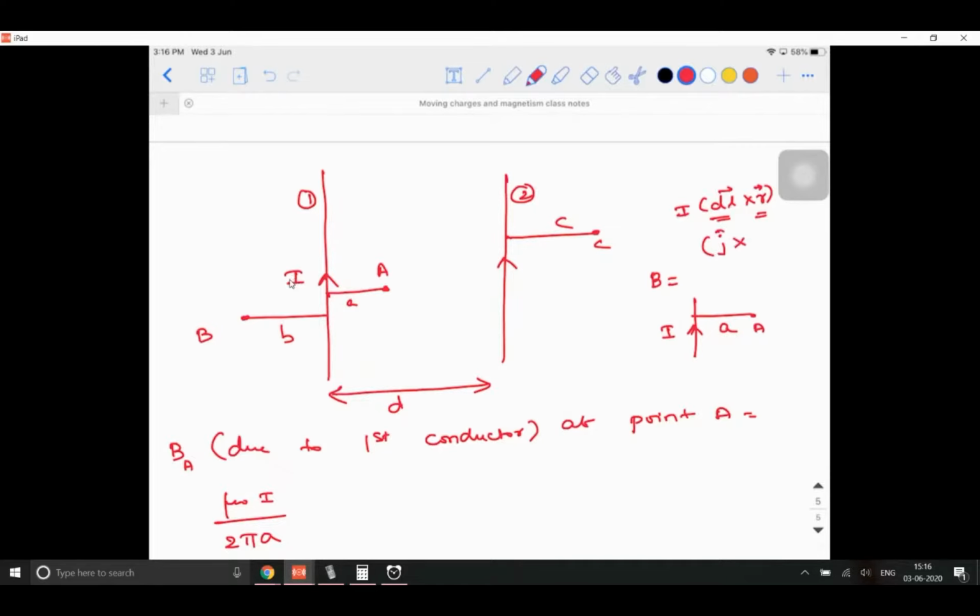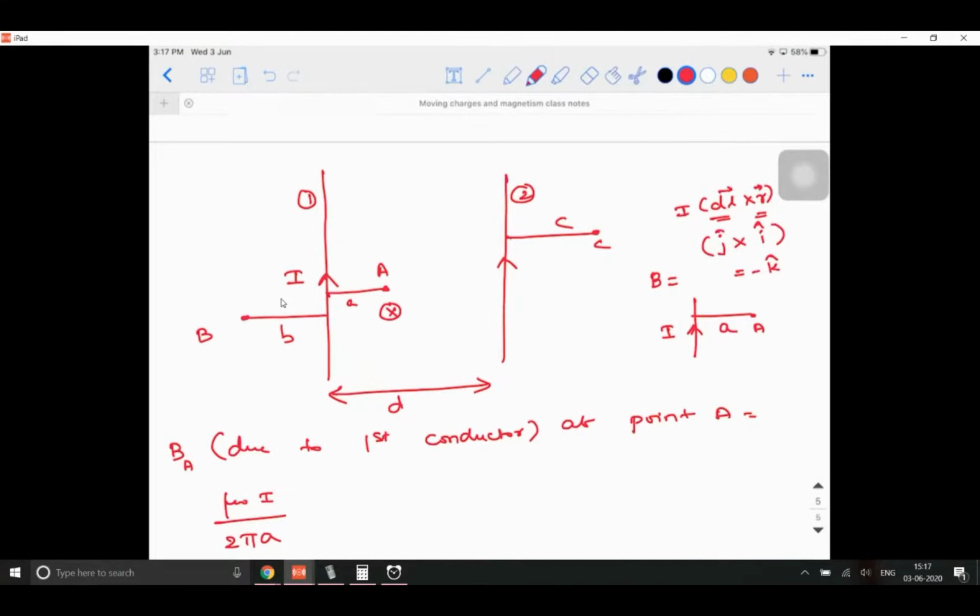Good. Cross r, it is going to be I cap. So what is j cross I? It is minus k cap. So what you understand from this? Due to the first current carrying conductor, the field at point A is into the plane. So do the same thing by applying the right hand thumb rule also.